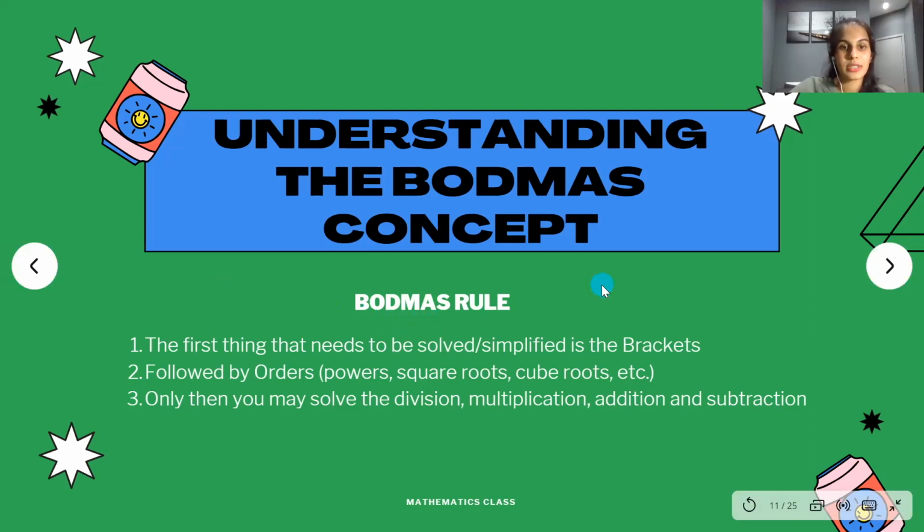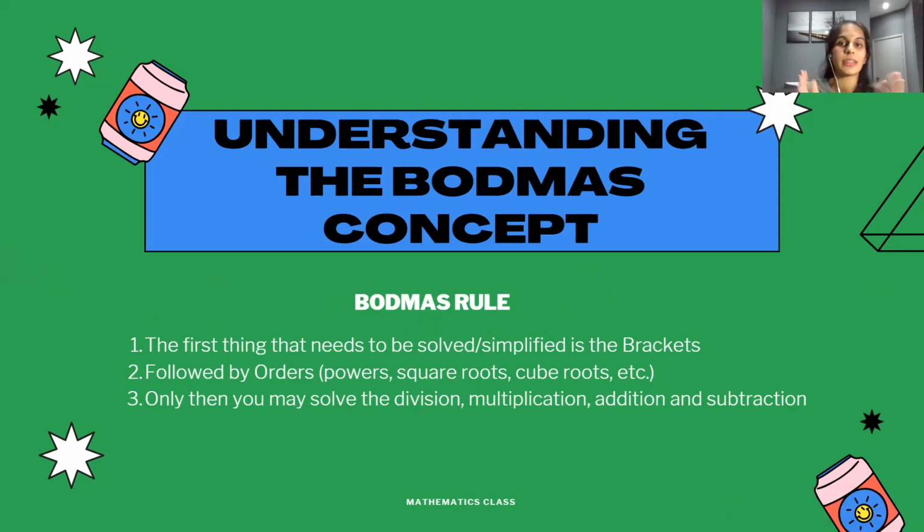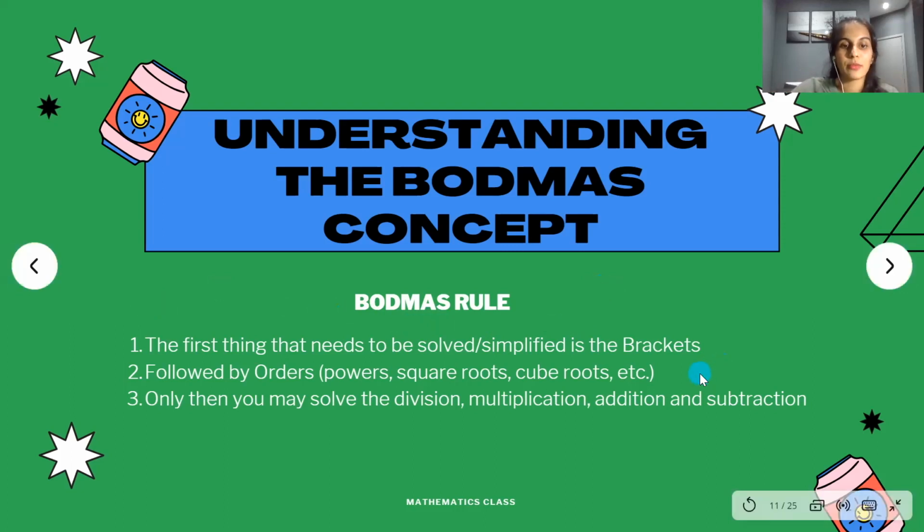There are 3 rules. The first is that you must always solve or simplify the equations inside the bracket. After that, you may move on to orders. And as I mentioned earlier, orders are things like powers, square roots, cube roots, etc. And then only you may move on to solving the division, multiplication, addition, and subtraction that is in your equation.